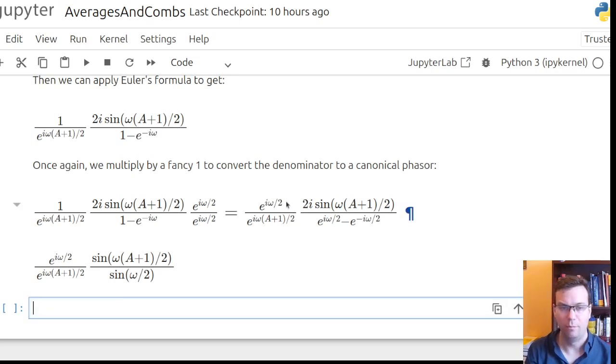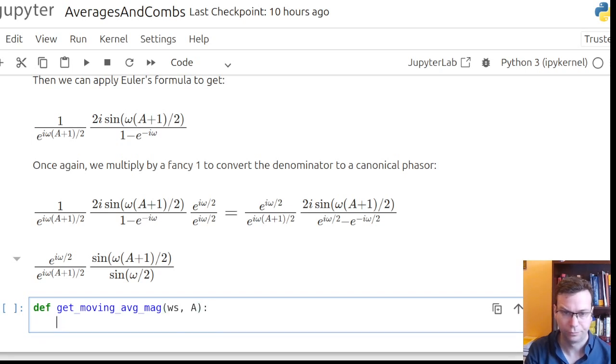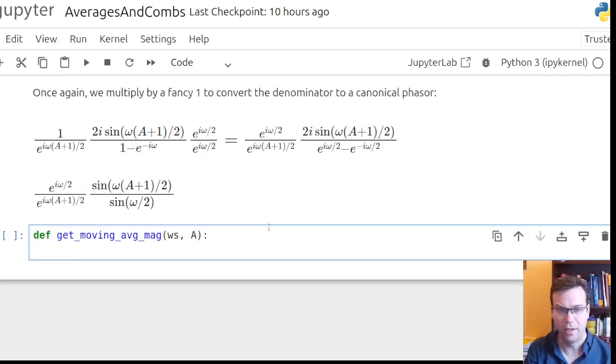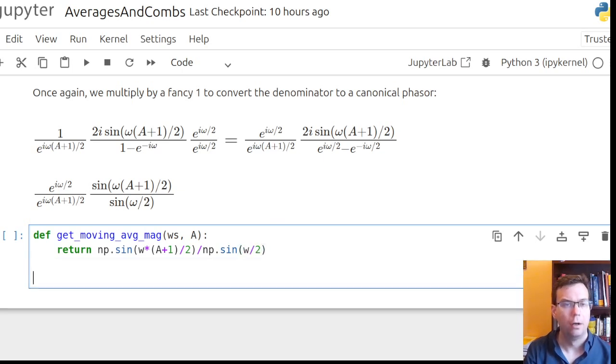So let me make a method to plot this, and we'll examine the z-transform. Let's just talk about the magnitude right now. So I'll say def get moving average magnitude, pass along some omegas at which to evaluate it, and I'll say what a is, and I'll just return sine of omega times a plus 1 over 2 over sine of omega over 2.